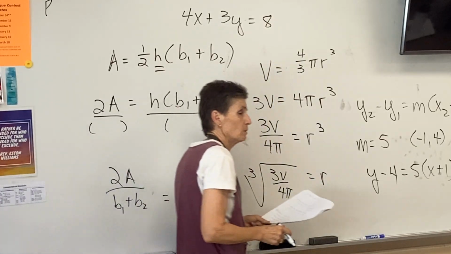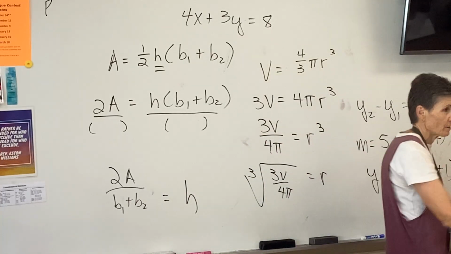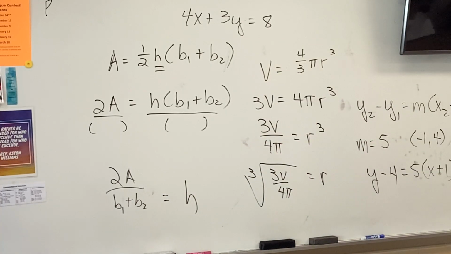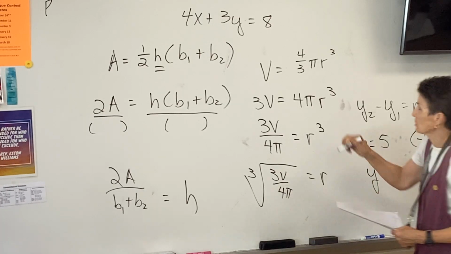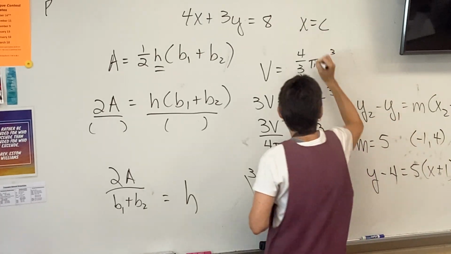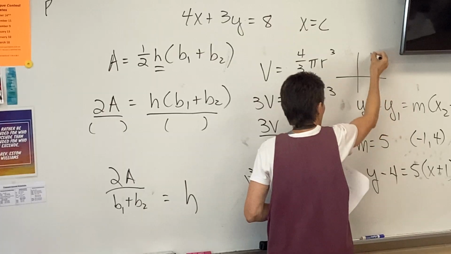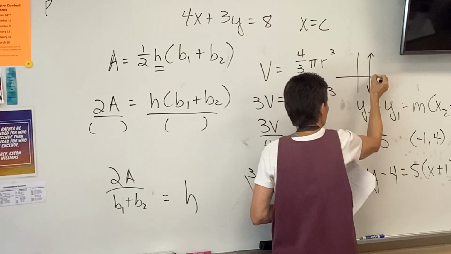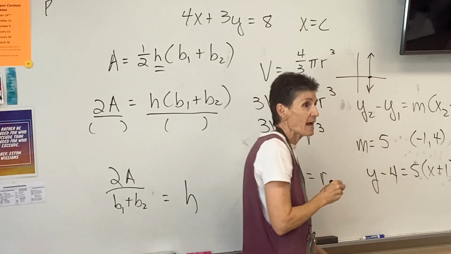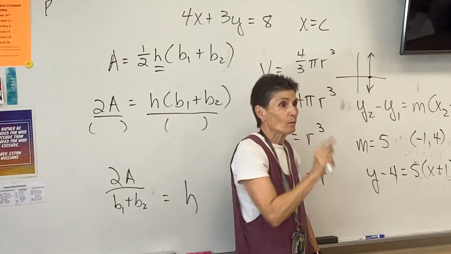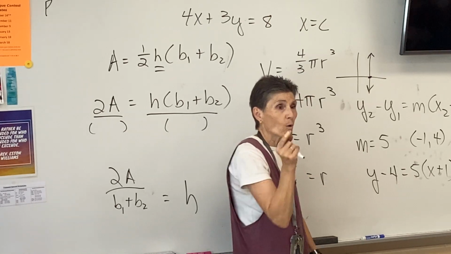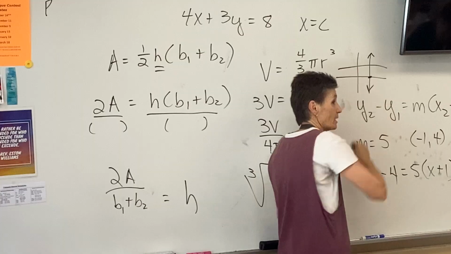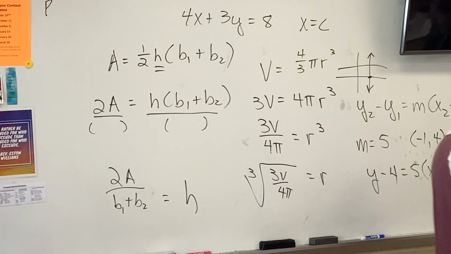What does a vertical line look like? A line that's vertical. What does that look like? X equals something, right? Remember guys, a vertical line is going to intersect the x-axis, so it's x equals. A horizontal line is going to intersect the y-axis, and so it is y equals something.